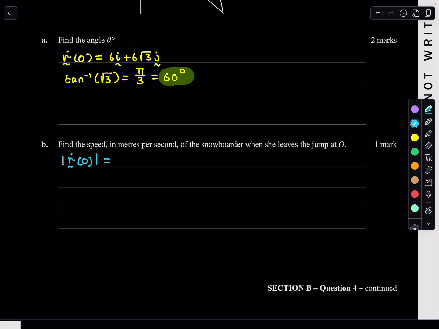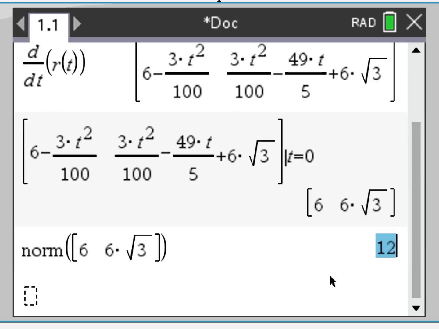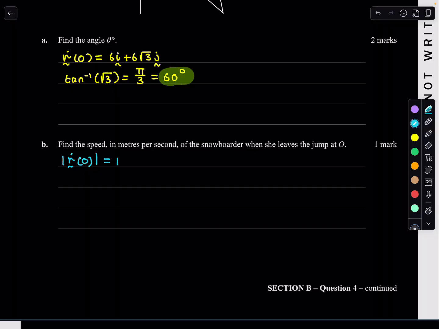So let's use our CAS here. We just need to find the norm. Norm means the magnitude of this over here, and it's 12. Let's write that down. 12 meters per second. Done.